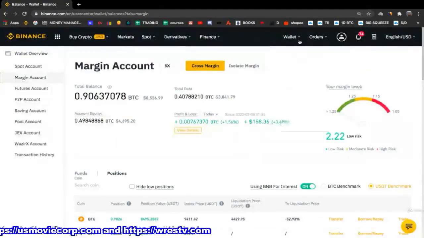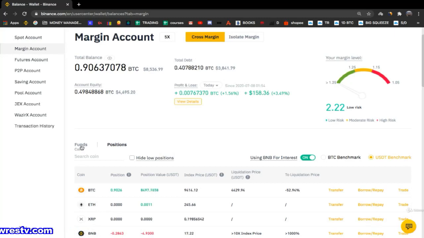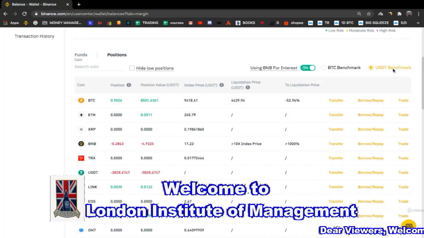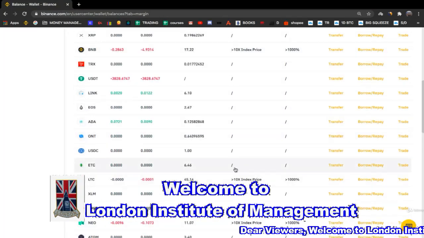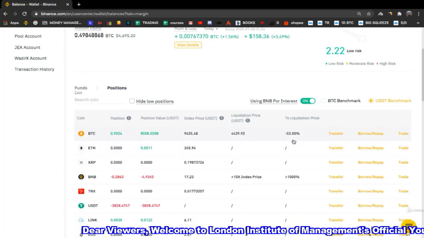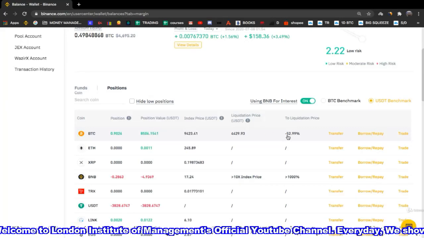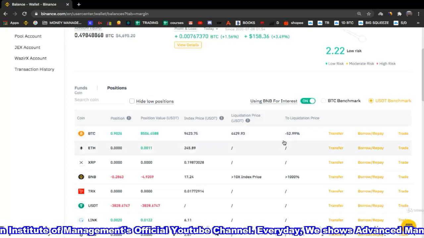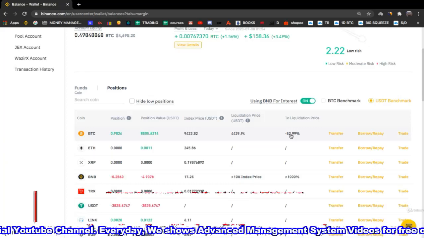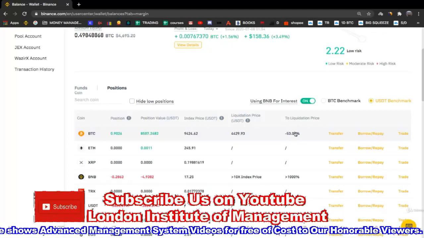So basically, here again in the wallet margin account, by default it will bring you to the funds, but you will click positions, and here in the USDT benchmark you will see the position that you are in currently, what's the price that it has to reach, and here is the percentage, right? So for example, if the Bitcoin goes down from here 53%, I'm going to be liquidated. But my stop loss is a percent and something below the current price, right? So it cannot go to that level before I get stopped out, right?